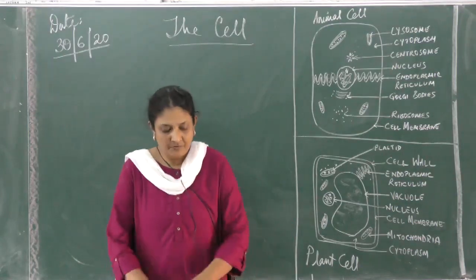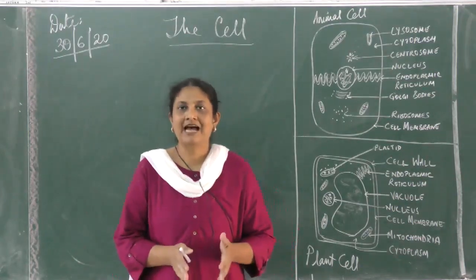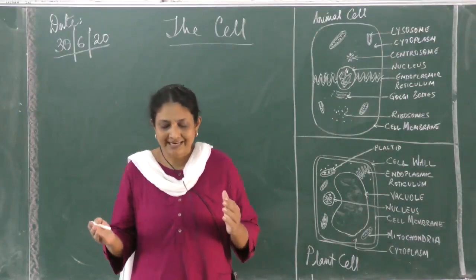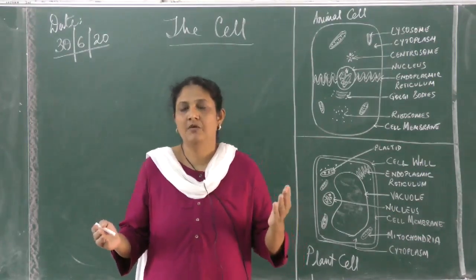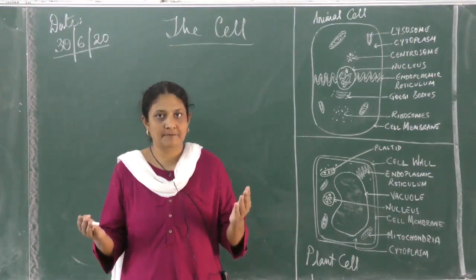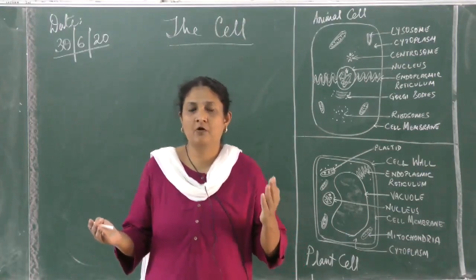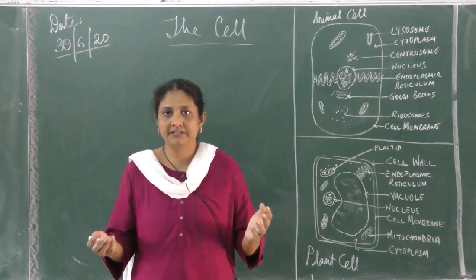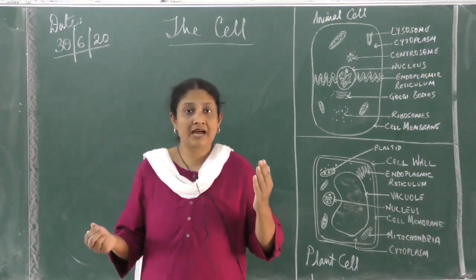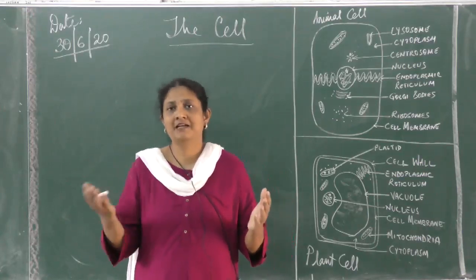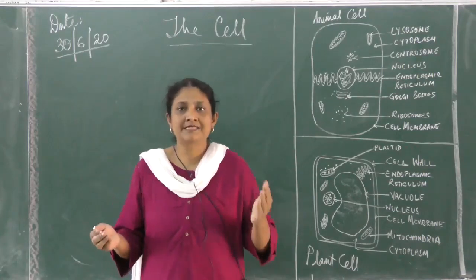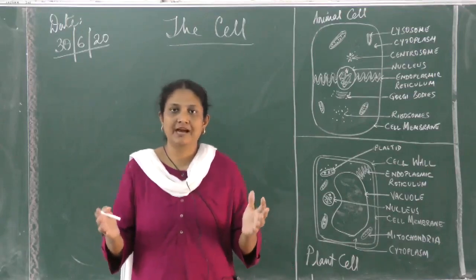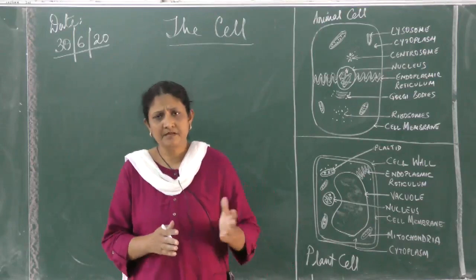So let us see the differences between plant cell and animal cell. It is given in your book. Plant cell has a cell wall, whereas animal cell does not have a cell wall. Second, plant cells have plastids, whereas animal cells don't have plastids. Plant cells do not have Golgi bodies or lysosomes, and animal cells have Golgi bodies and lysosomes. Plant cells don't have centrosome, animal cells have centrosome. In plant cells, vacuoles are present. In animal cells, they are temporary. So we have 4 or 5 differences between the plant cell and animal cell.